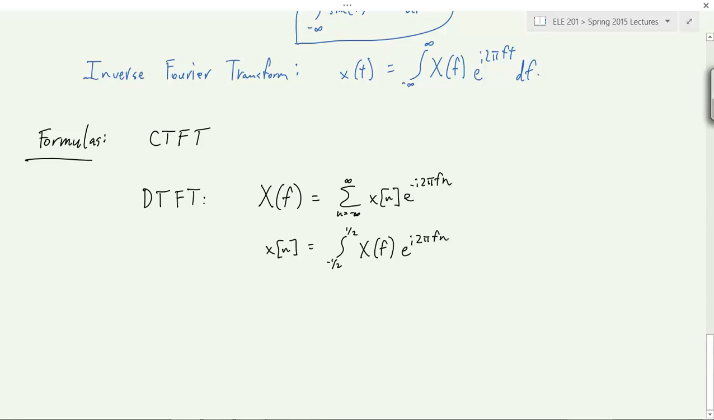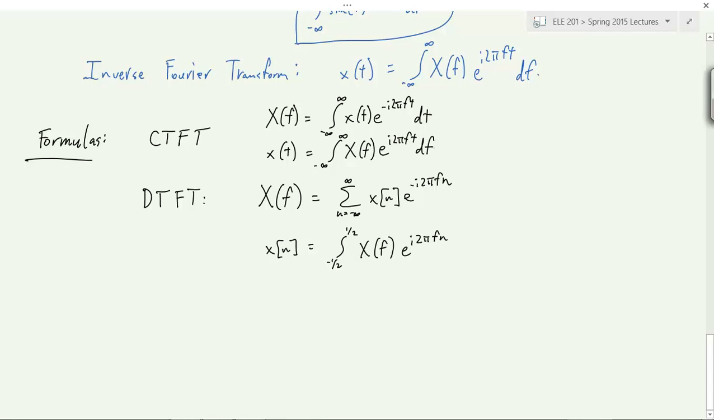Maybe it is helpful for me to put the continuous time ones here again just so that you can make a comparison. So I'm going to rewrite this. Here's what you have for continuous time. You have that X of f equaled the integral from negative infinity to infinity of x(t) e to the negative i 2 pi f t dt. And you had that x(t) equaled the integral from negative infinity to infinity of X of f e to the i 2 pi f t df.